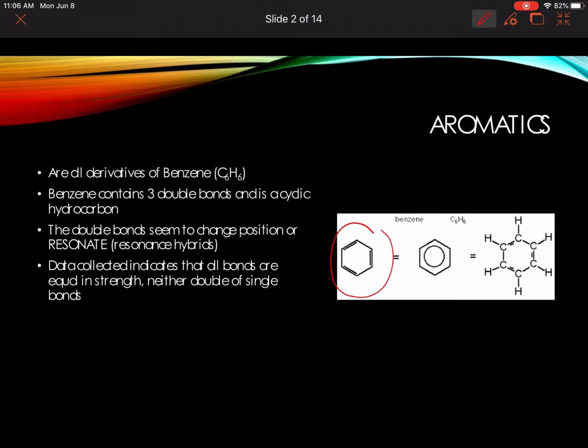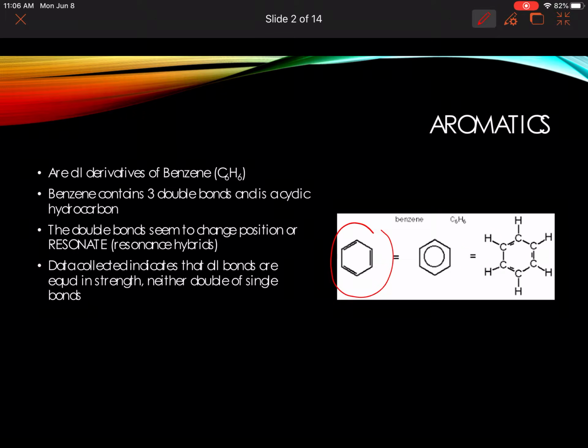So benzene contains 3 double bonds and is a cyclic hydrocarbon, so it's in a circle like this. What happens is the double bonds seem to change position, or resonate, and these are called resonance hybrids. I'll talk more about that on the next slide. But data indicates that all the bonds are equal in strength.